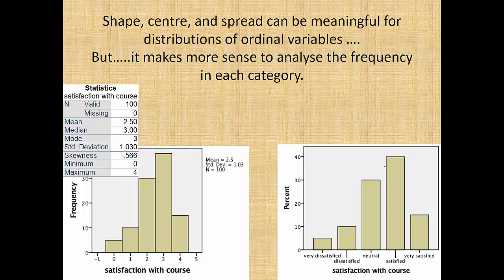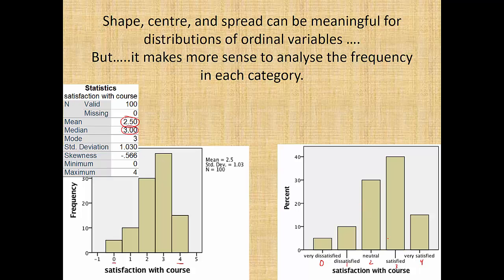So if I look at the mean score here, I just made up these values. Satisfaction with our statistics course, the mean is 2.5, the median is 3. Those are all the same values scored from 0 to 4, where 0 is very dissatisfied and 4 is very satisfied. We can get some meaning from these. So we can use measurement techniques to analyze ordinal data.